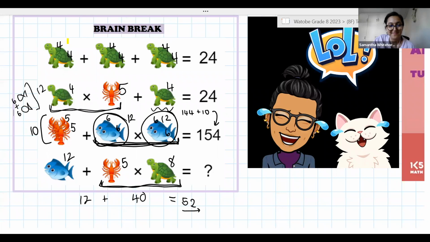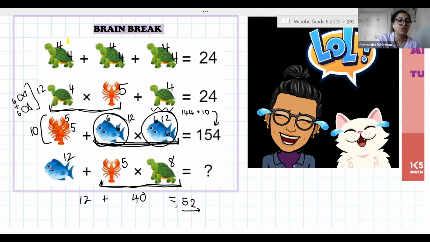I wanted to ask, how did you get the 154 again? Because I don't understand that part by the fishes. Sorry, how did we get the 154 again? Okay, so we know that 2 of these lobsters, because 1 lobster is 5, 2 of them is 10.